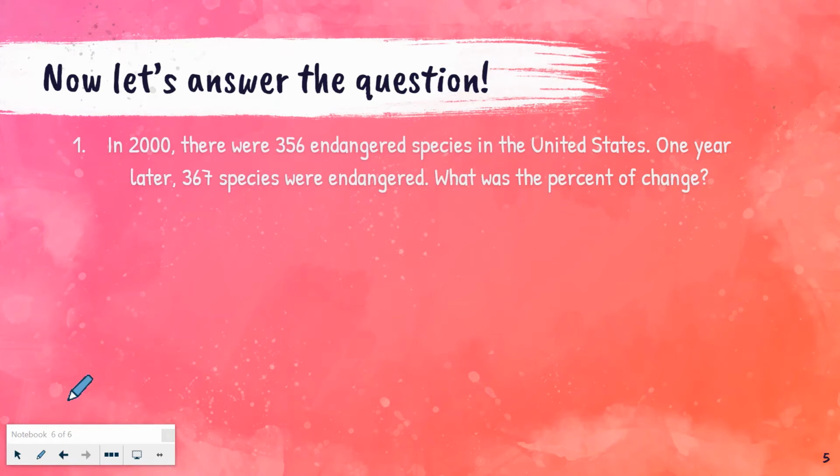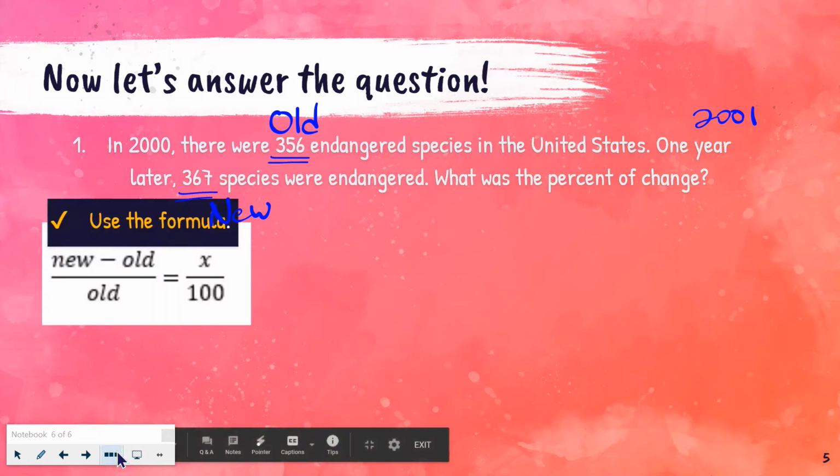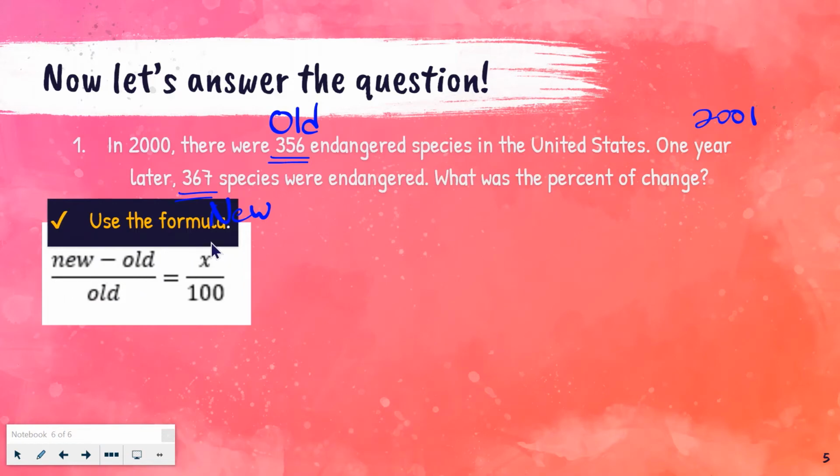All right, here we're actually going to find that percent of increase. So in 2000, there were 356. That is our old number. 1 year later, 2001. We're not using the years here, but the actual number of endangered species. That is our new amount. And we are going to set this up using that formula. New minus the old divided by the old equals some percent, the percent of change, over 100.